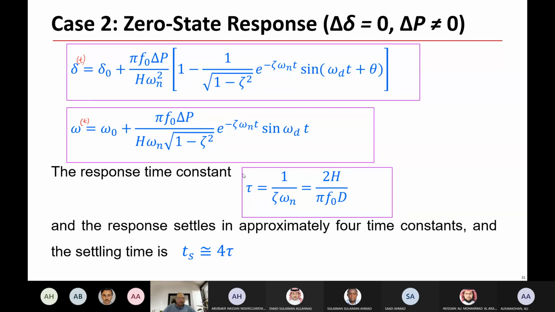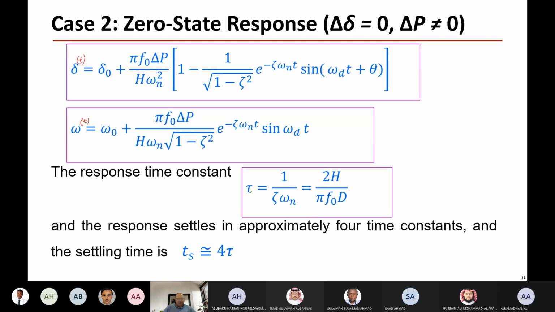We have here a step input of mechanical power delta Pm, and this is the response of the rotor angle, and this is the response of the rotor speed omega of t. And you can see here that it is oscillatory. We have a sine function of time, so we have an oscillatory response.